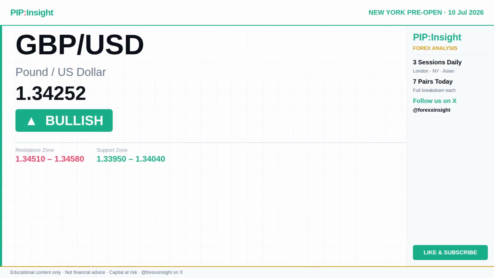Pound dollar. The chart is showing bullish structure on this session. The 4-hour trend is to the upside and the 1-hour is also pointing higher. Resistance is marked between 1.3451 and 1.3458. Support is marked between 1.3395 and 1.3404. Here is the full chart breakdown.